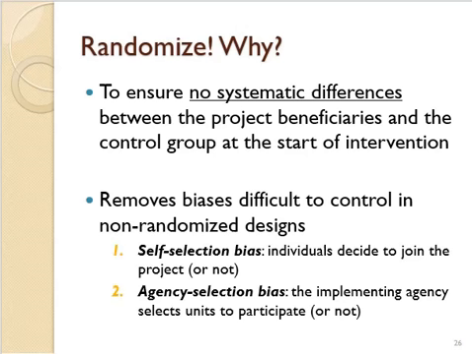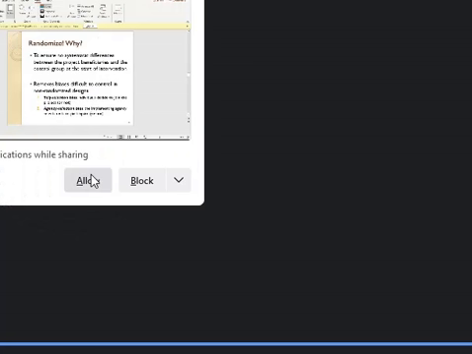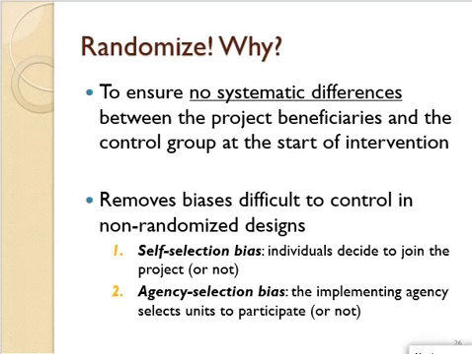Okay, but we also randomize to reduce biases, biases that would have appeared if there was no randomization, because there is self-selection bias whereby individuals may decide to join or not join. You also have the agency selection bias: the implementing agency selects units to participate or not. Those are biases. So to remove those biases, we use random sampling or randomization to make sure that first the groups are identical, and second, there is no bias in selecting. Therefore, when we talk about randomization, it means that every individual who is eligible has a chance. There is a probability that they will be selected.